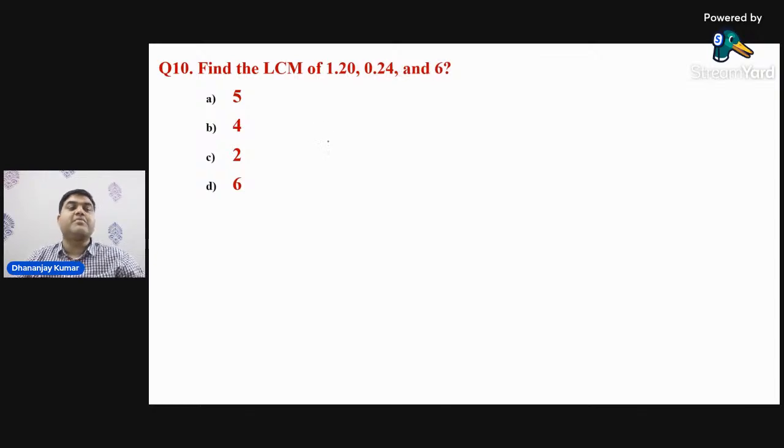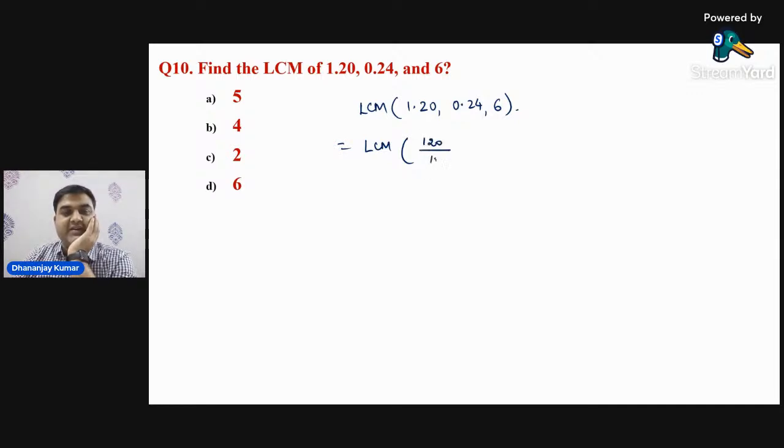Find the LCM of these numbers. We have to find the LCM of 1.20, 0.24, and 6. What we will do is the LCM of 1.2... sorry, 120 we are writing, divided by 100. Comma, 24 divided by 100 we are writing, and 6 divided by 1 we are writing.